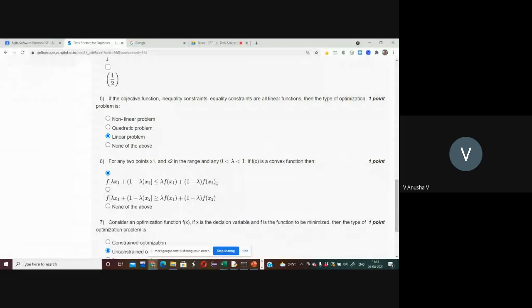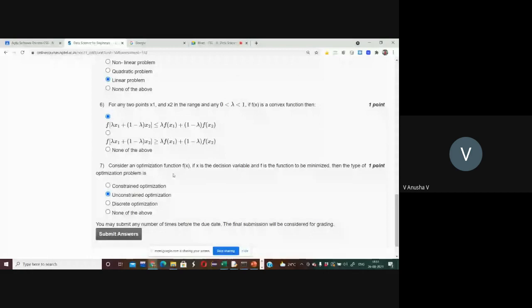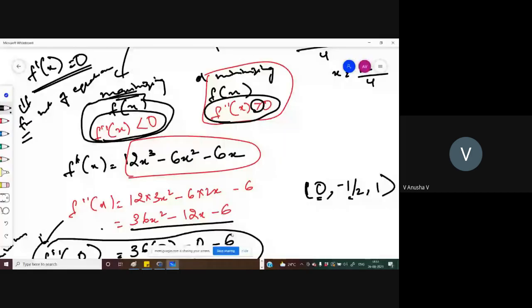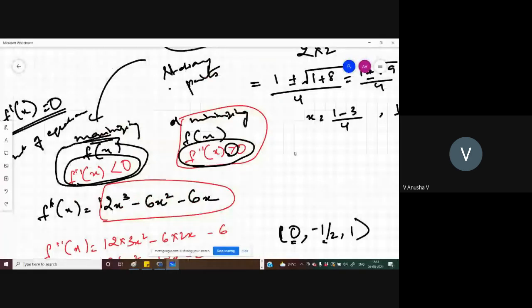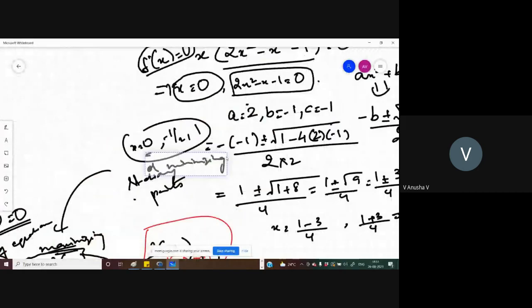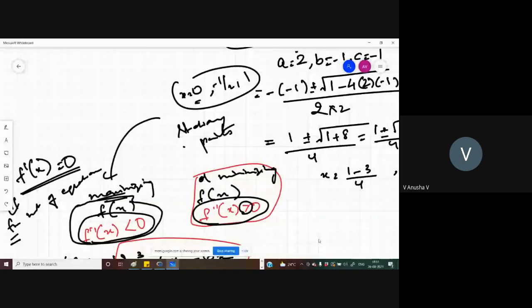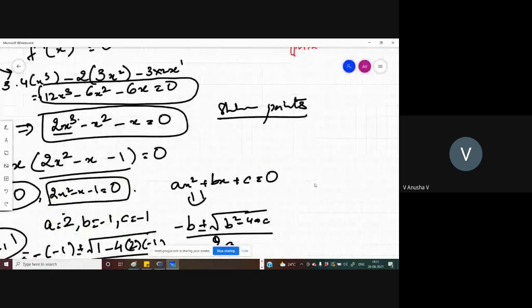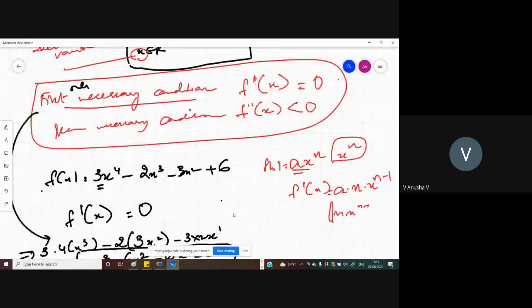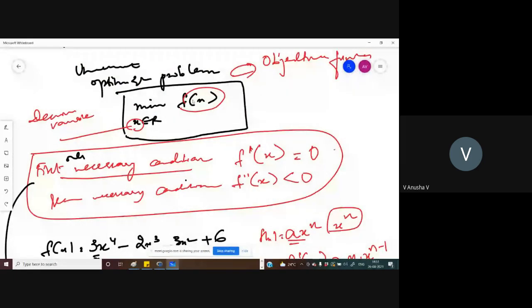Okay. Now they're saying consider an optimization function f of x. If x is a decision variable and f is a function to be minimized, then what is the type of optimization problem? Here only a single variable is there and f is a function to be minimized. So it is written in this way. This is the function we are discussing here. One decision variable is there, a minimum function is there, f of x.